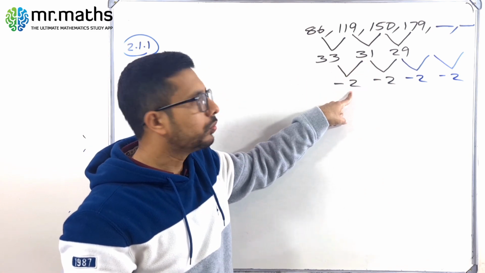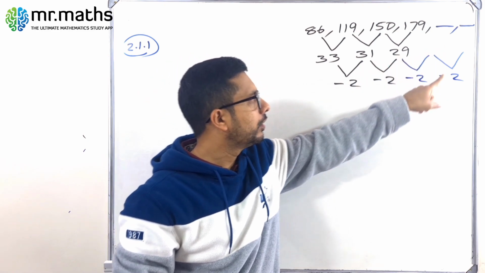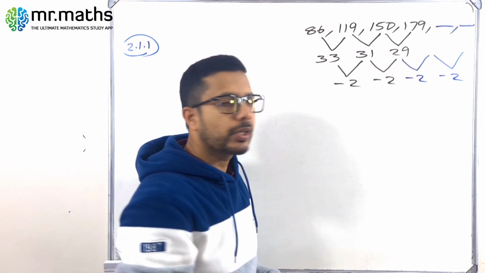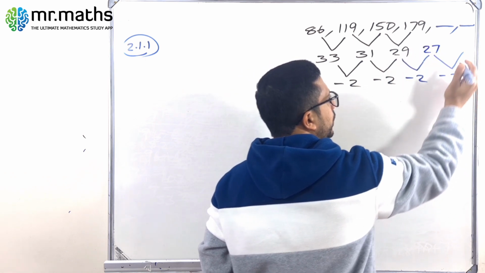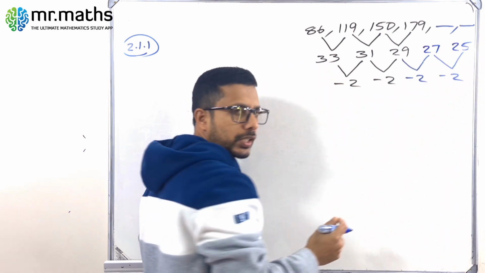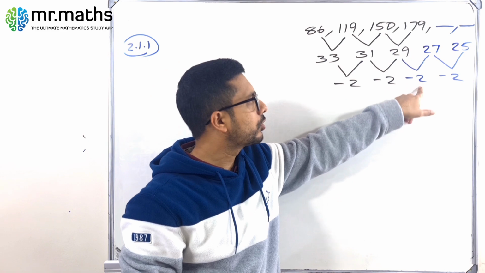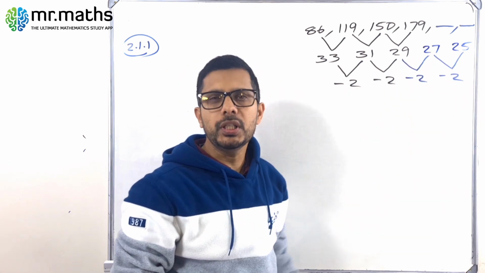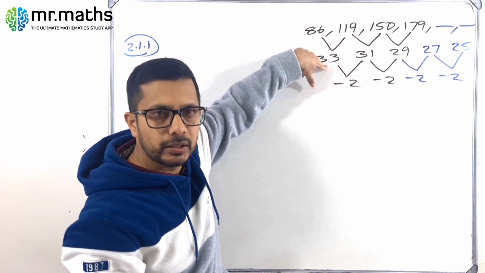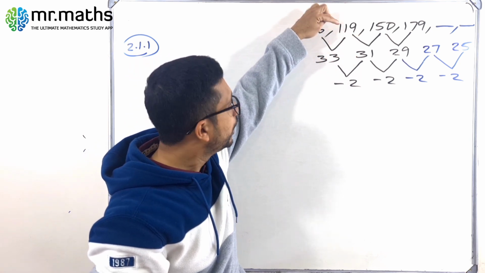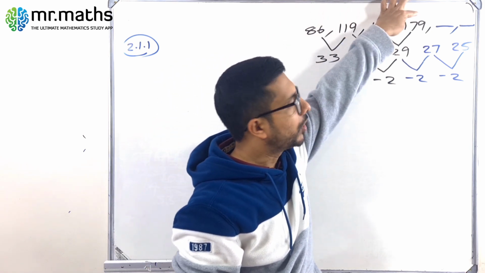How do you get this 31? 33 minus 2 is 31. 31 minus 2 is 29. 29 minus 2 is 27. 27 minus 2 is 25. Now how do you get the terms? 86 plus 33 is 119. 119 plus 31 is 150. 150 plus 29 is 179.